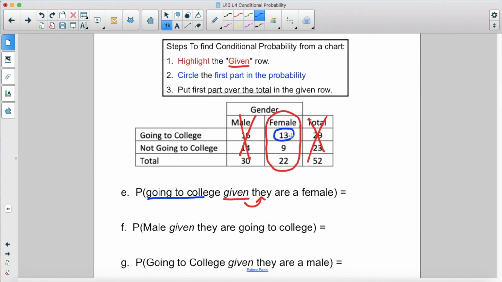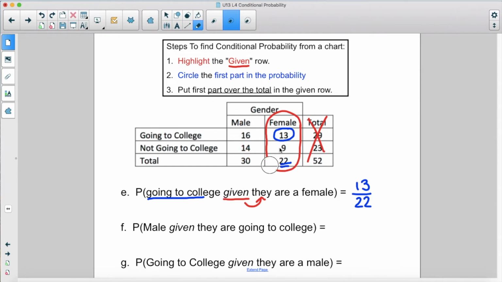So that's what I mean by circle it. Now we can write our probability. So the probability that they're going to college, this is the first part, that's 13. The total now is not 52 like it was before. It's 22 because we reduced our sample space because we're only looking at the females. So that is the probability of someone going to college given that they are female.